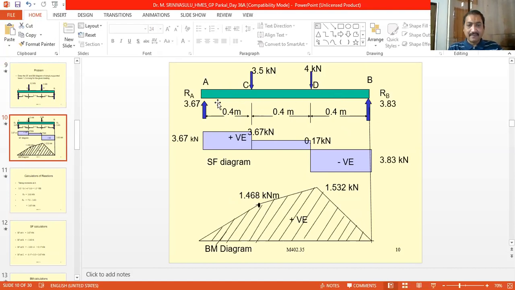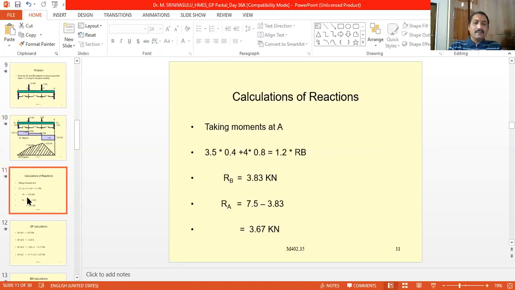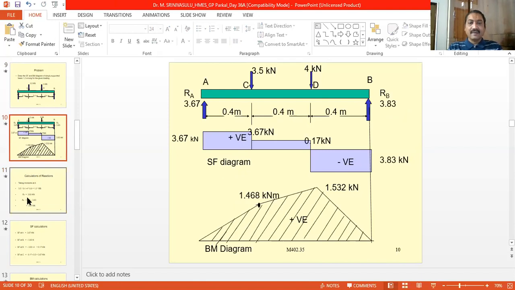Now the important thing is we have to find out the support reactions, that is RA and RB. So these two we have to find out, by using the equations of equilibrium. Now the calculations of the support reactions. The first equation is RA plus RB is equal to the two point loads, that is 3.5 plus 4, because RA is acting upwards and RB is also acting upwards, and the 4 kN and 3.5 kN are acting downwards.